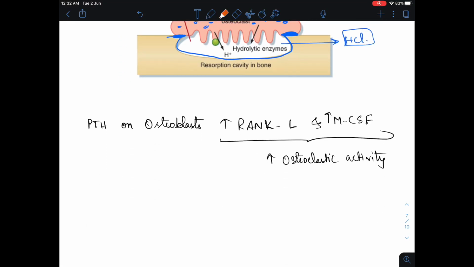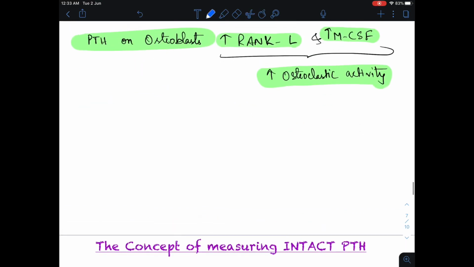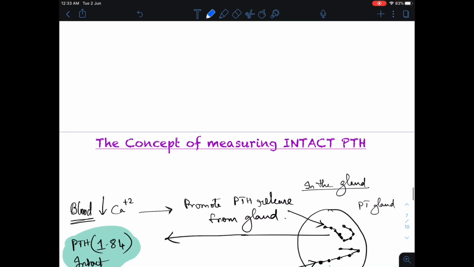It is a fact to remember that PTH acts on osteoblasts, not osteoclasts. Okay, it increases the RANK ligand, increases M-CSF, and thereby increases the osteoclastic activity. Okay, at lower levels there is, we'll discuss it. We'll discuss the PTH.